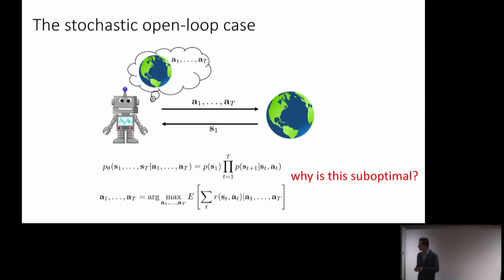What I'm going to claim is that for some stochastic dynamics, solving this optimization problem will not give you the optimal actions, meaning the best actions, the ones that will actually maximize your reward. Can anybody guess why this might be the case? Or maybe give me an example of where this would not allow you to find the optimal behavior.